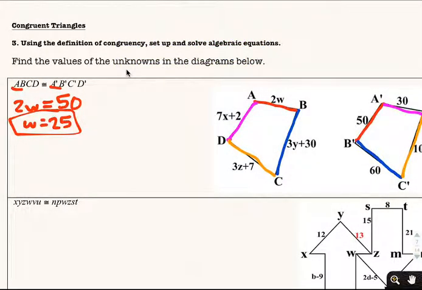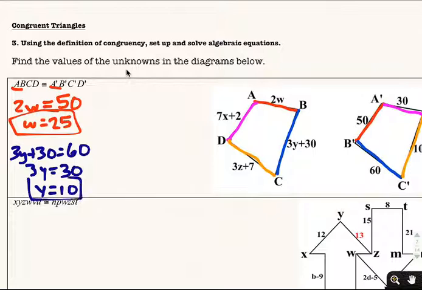We have blue BC, which is 3y plus 30, equal to B prime C prime, which is 60, referring to the diagram, of course. So if 3y plus 30 is equal to 60, 3y is equal to 30, which makes y equal to 10. Not too shabby. Okay, moving on to orange.